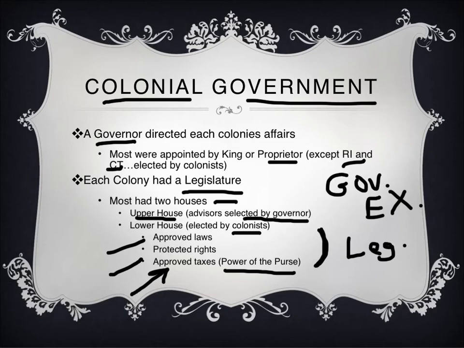The reason I'm bringing this up, guys, is because we're going to talk about our system of government later on. So I want you to understand the difference between the executive branch and the legislative branch. Now, there's a third branch that we haven't talked about yet, and that's the judicial branch. We'll get to that later, though.